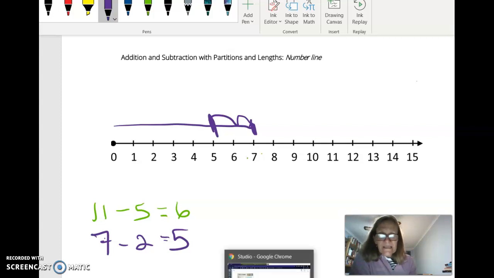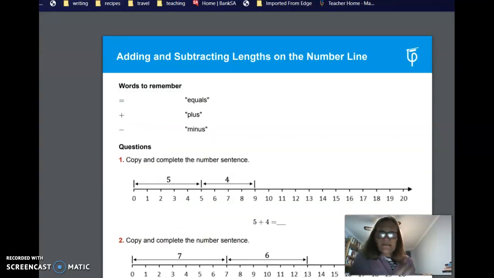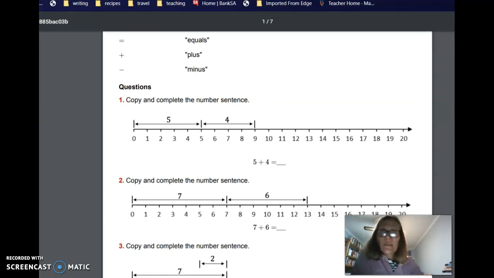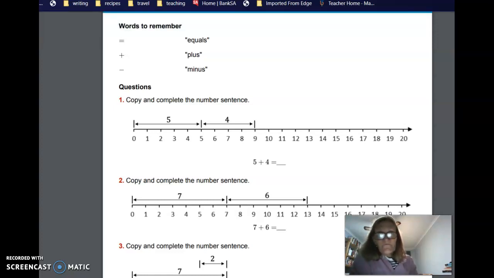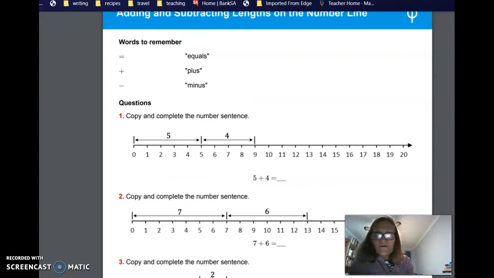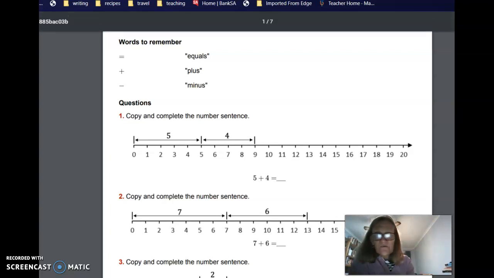Let's take a look at a classic worksheet that you'll get in this section, and it looks like this. I'm hoping you can see that. Okay, so words to remember: equals, plus, and minus. Look at this first example. Copy and complete the number sentence. It's showing me that what happened first was moving out to 5 first, and then adding on another 4. So 5 plus 4 equals 9.